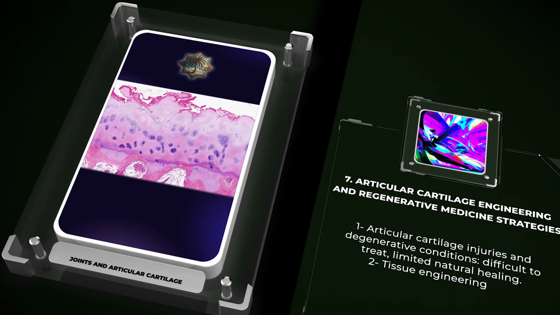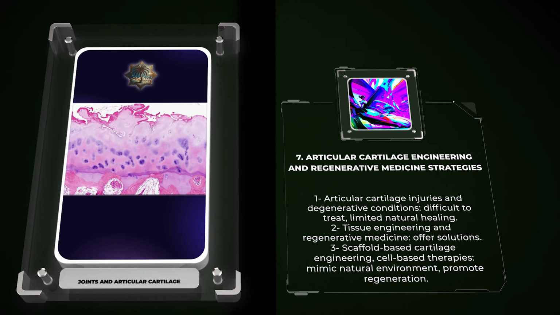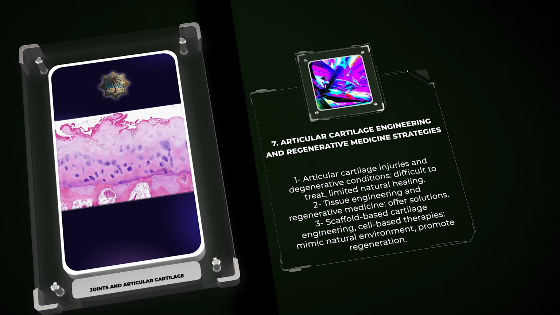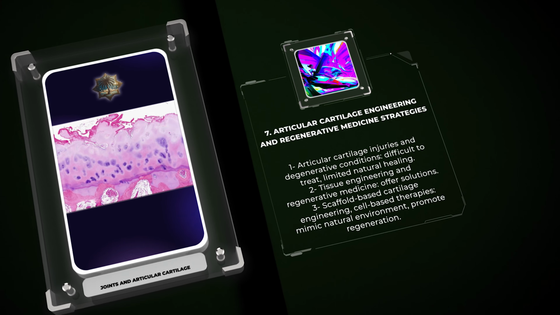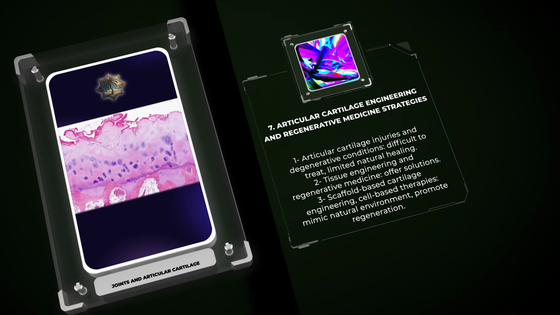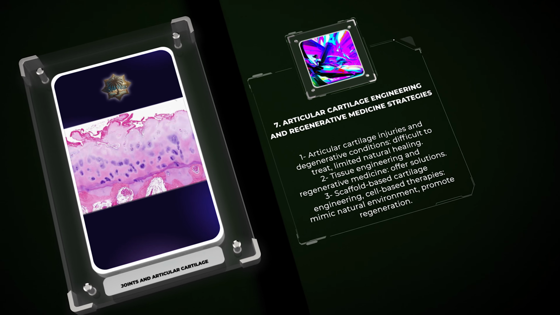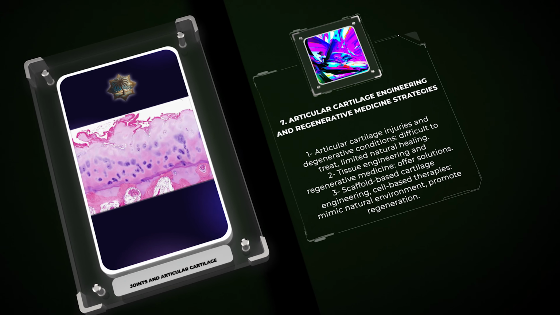Tissue engineering and regenerative medicine offer solutions. Scaffold-based cartilage engineering and cell-based therapies show promise by mimicking the natural environment and promoting regeneration. These approaches can improve joint function and treat cartilage defects.